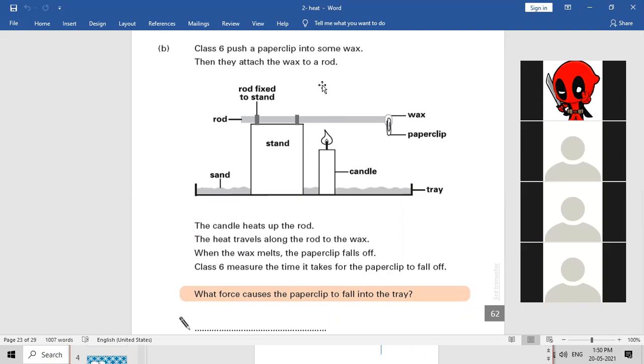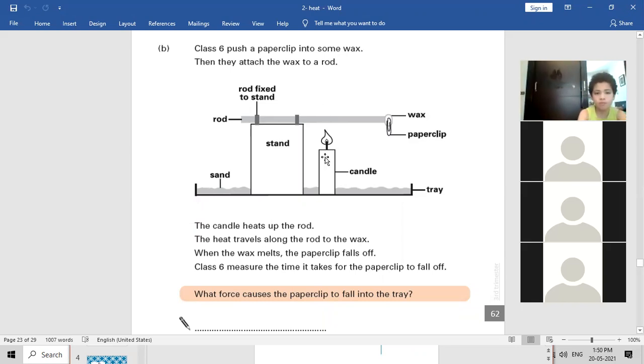No, think about it. Will it get hotter? It will get hotter. Yes, thank you so much, Nancy. So they have this rod, and they put the candle under it. So now the rod is getting hotter and hotter with time.